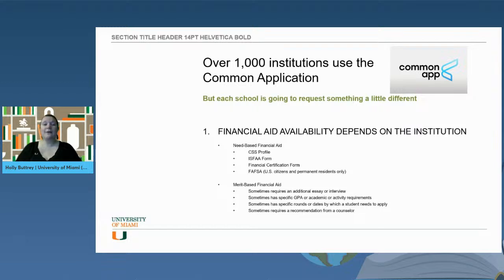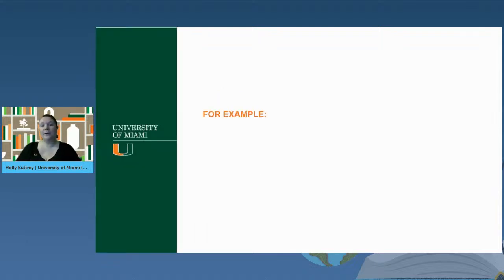Some institutions will also offer merit-based financial aid for non-US citizens. They may require an additional essay or an interview in order to be eligible. They may have specific GPA or academic or activity requirements. For example, are you part of the physics Olympiad? Have you had a specific GPA? These may be qualifications. For merit-based aid, there may be specific rounds or dates by which you need to apply in order to be eligible. And then finally, some merit-based aid requires a recommendation from a counselor. So this will mean that you need to pay attention to dates as well as be communicative with the folks who are supporting you. Finally, I wanted to give you an example of what this all might look like.